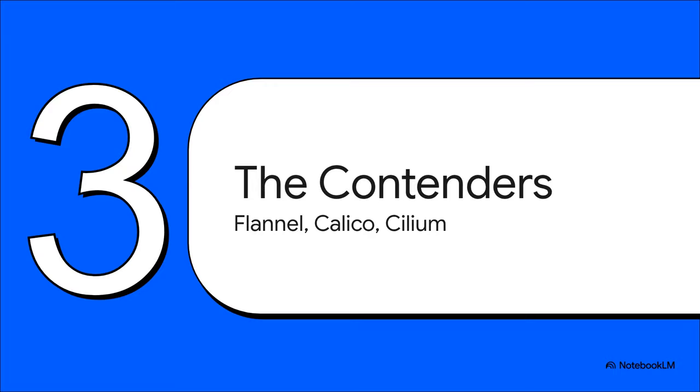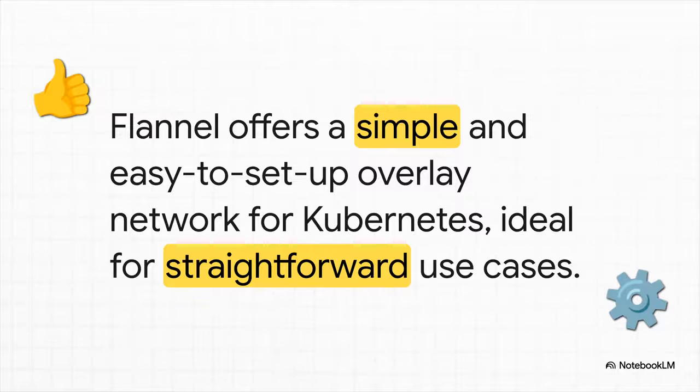Okay, so now that we get the CNI standard, let's meet the three heavyweights, the big plugins that pretty much dominate the landscape today: Flannel, Calico, and Cilium. And as you'll see, each one is built for a different kind of person with a different set of priorities. So first up, we have Flannel. Look, if you're a hobbyist, if you're running a small startup, or you just need a network that is dead simple to set up and just plain works, Flannel is your guy. It is the definition of straightforward.